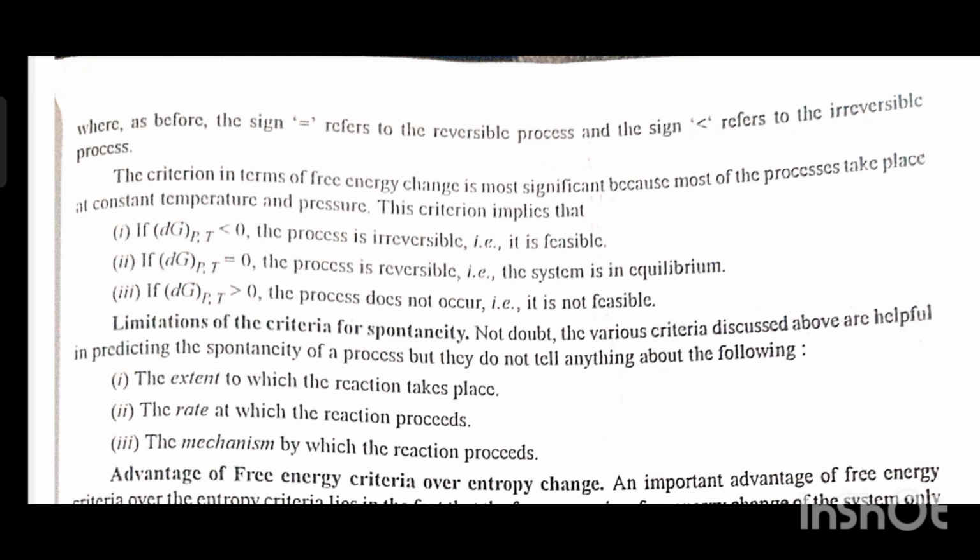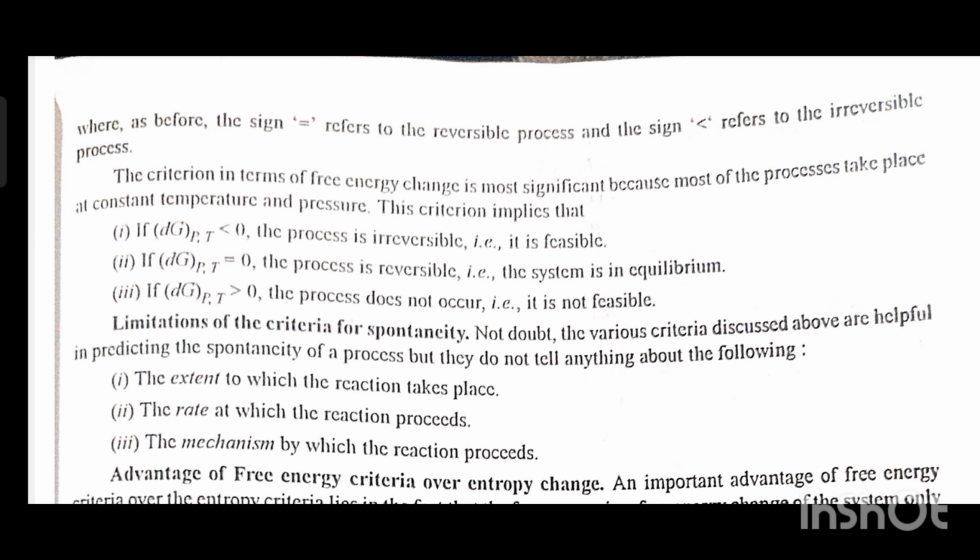As before, the sign equal refers to the reversible process and the sign less than refers to the irreversible process. The criteria in terms of free energy change is most significant because most of the processes take place at constant temperature and pressure. This criteria implies that, number 1, if dG at constant P and T is less than 0, the process is irreversible, that is it is feasible. Number 2, if dG at constant P and T is equal to 0, the process is reversible, the system is in equilibrium. If dG_P,T is greater than 0, the process does not occur, that is it is not feasible.